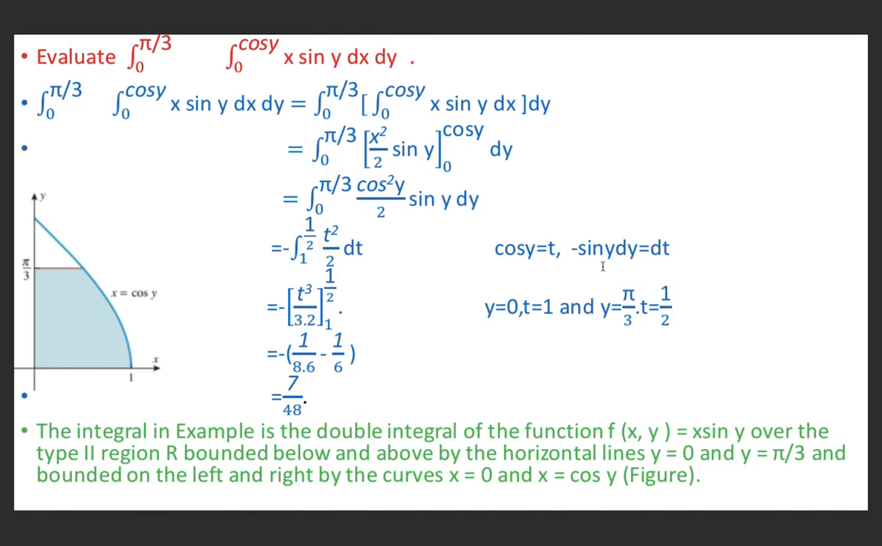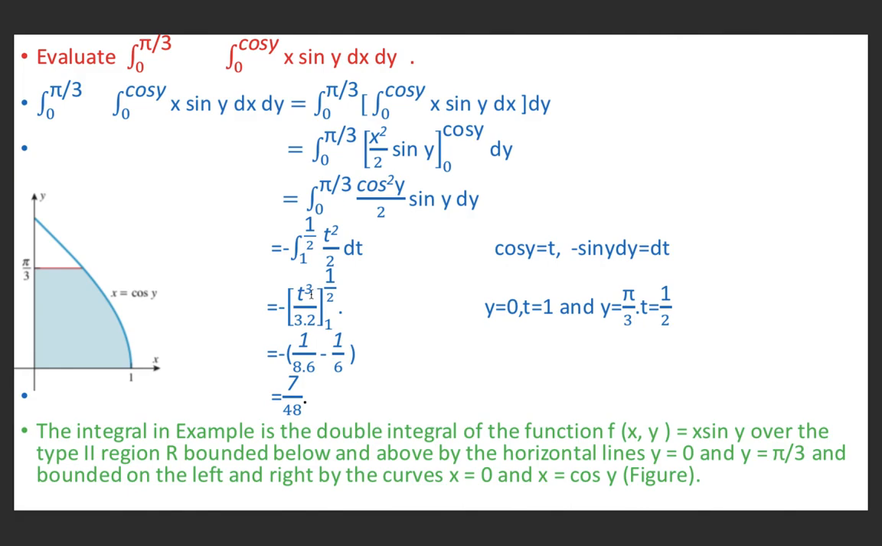Sin y dy: minus sin y dy is dt. So sin y dy is minus dt. I have written minus outside the integral sign. So dt. Integration of t square is t cube upon 3, and this is 2. Limits are from 1 to 1 by 2. Substitute the upper limit.